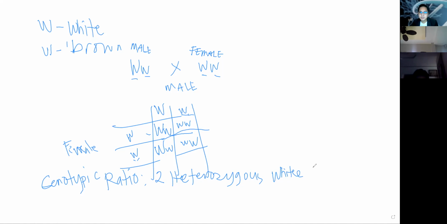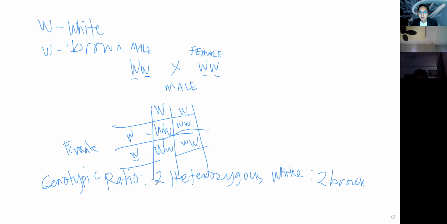Heterozygous white is 2 because this is in ratio form. If it is in ratio, then you can do this one: 2, 1, 2. 2 brown skin. Again, the genotypic ratio is 2:2. 2 heterozygous white and 2 brown. Or you can do this one. You can do the numerical form and you can also do the percentile or percentage form.